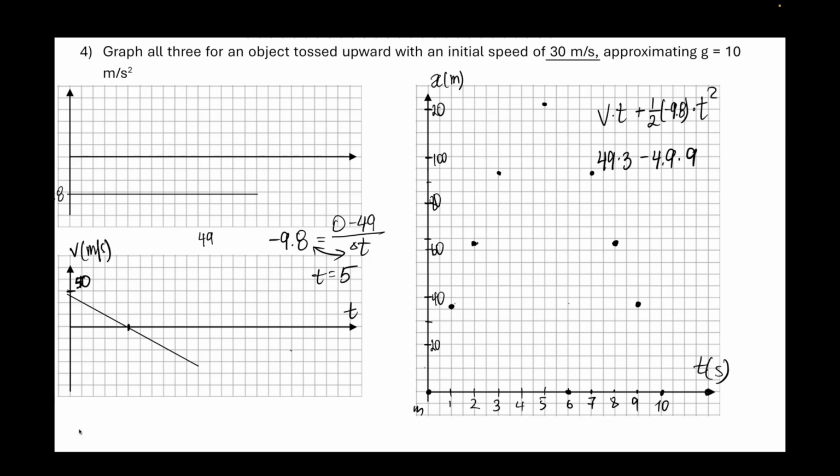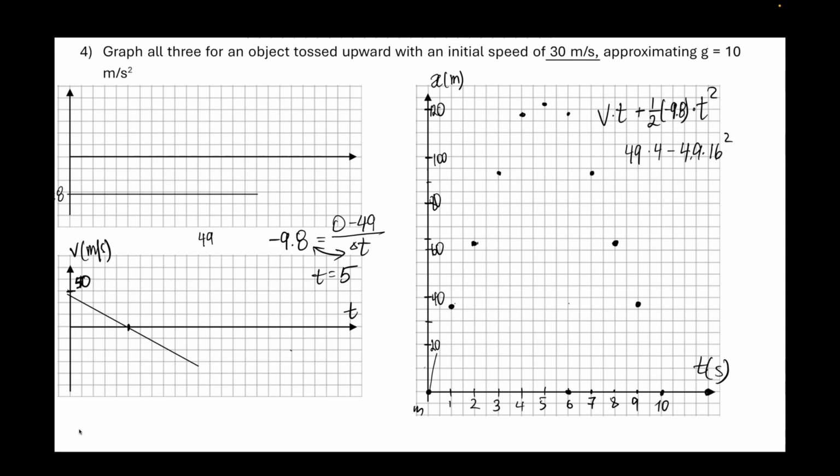There we go. And then finally, at 4 seconds and at 6 seconds, our two matching points. 49 times 4 minus 4.9 times 16. 117.6. That's 120. 117.6 is almost 120. Not quite. So something like that.